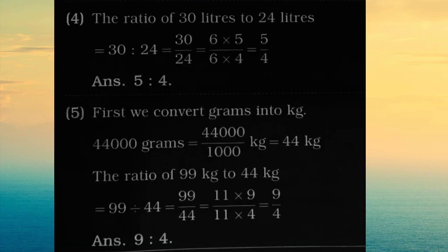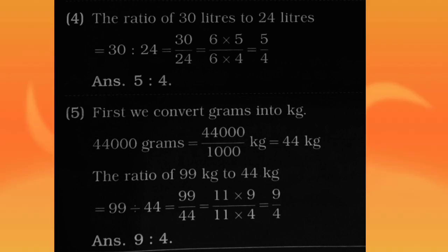Question number 5 is 99 kg and 44,000 grams. So, again what we'll do here? First, we'll convert both the numbers into the same unit. So, here we have converted 44,000 grams into kilograms. So, the answer is 44 kg. So, let us find out the ratio. 99 kg is to 44. Let us divide it with 11. Answer is 9/4. That is 9:4.